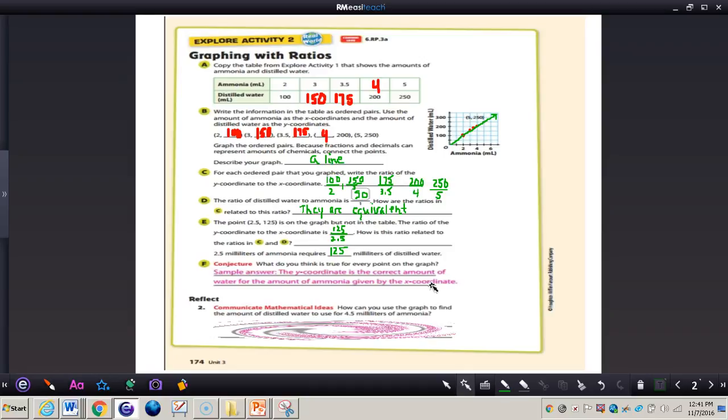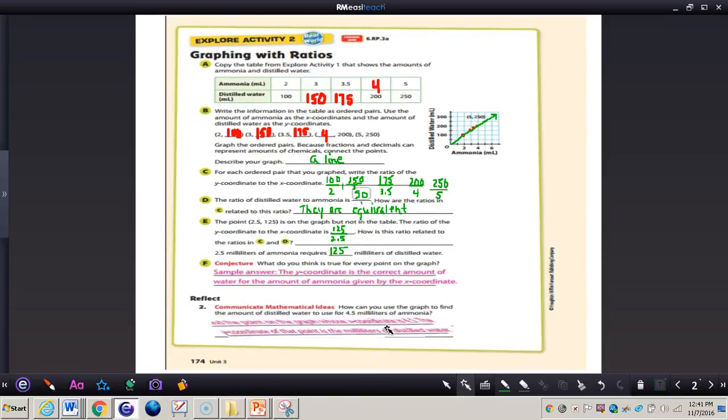Now let's take a look at number 2. It says, how can you use the graph to find the amount of distilled water used for 4.5 milliliters of ammonia? So taking a look at that graph, I want you to think about that. And here is a possible answer that you may have. It says find the point on the graph whose x-coordinate is 4.5, so we would do that. We would find 4.5 between the 4 and the 5. The y-coordinate of that point is the milliliters of distilled water. Okay, so that's how you could find the answer to that for the reflect question number 2.